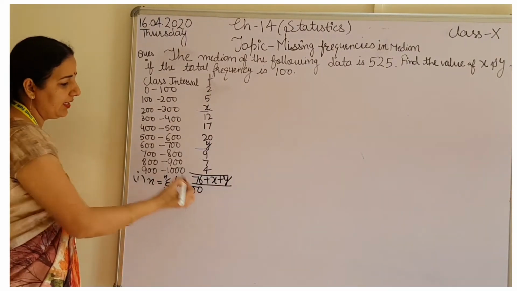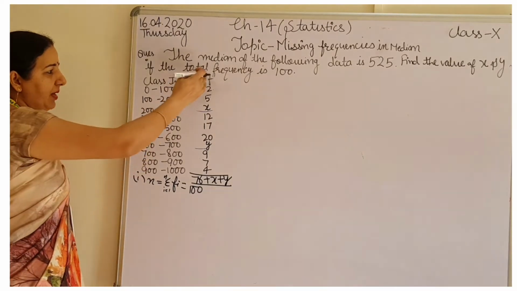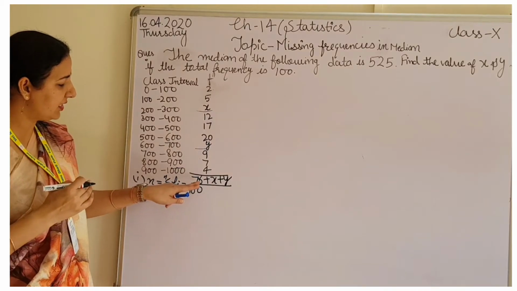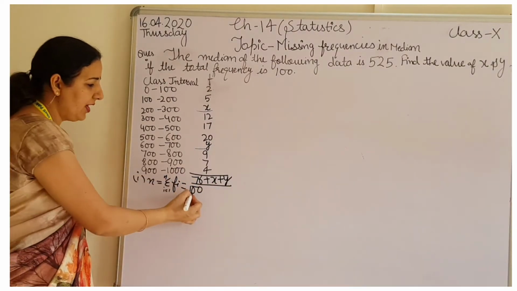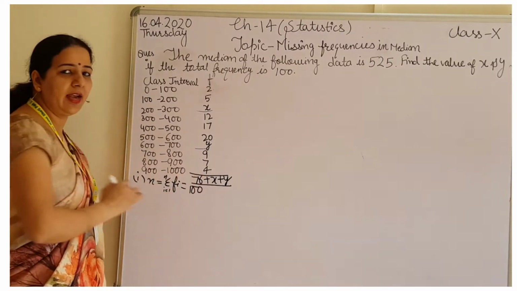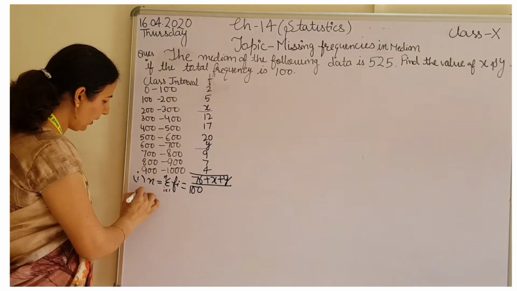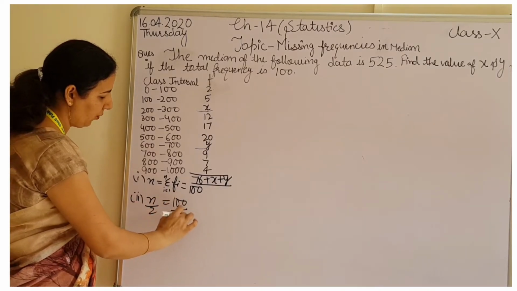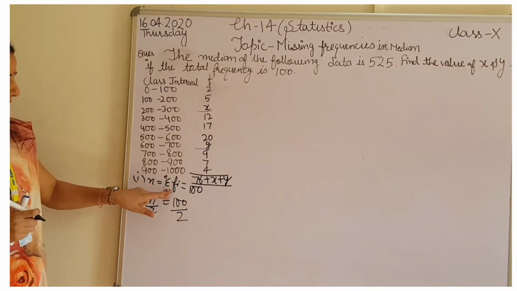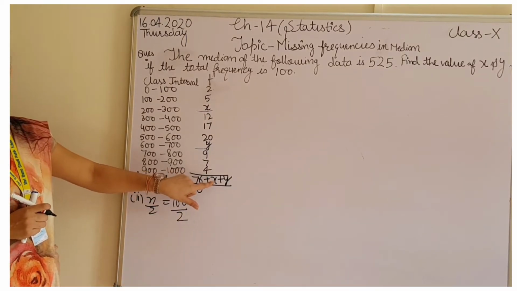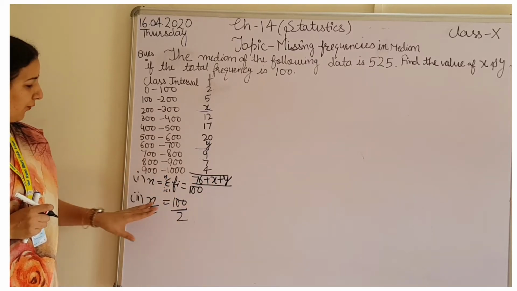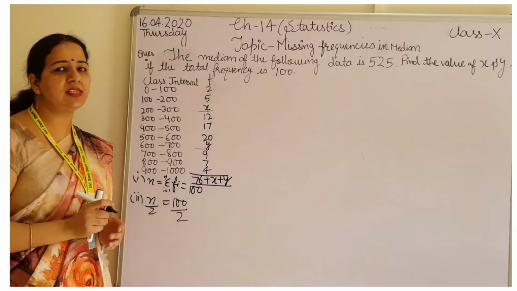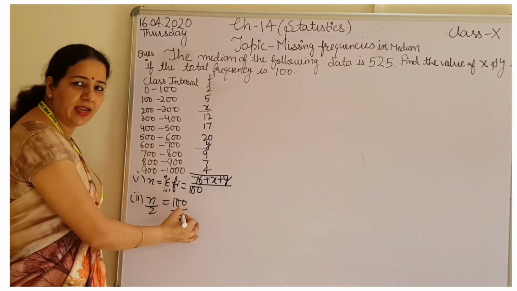But they have given that the total is 100. So this row has two totals: one is 76 plus x plus y and the other is 100, which means they are both equal. And what about n by 2? n by 2 is equal to 100 by 2. I can take sigma f_i as either this number or that number, because they are equal, but for my calculation I will take the easiest one, and the easiest one is 100. So I have written 100 here.